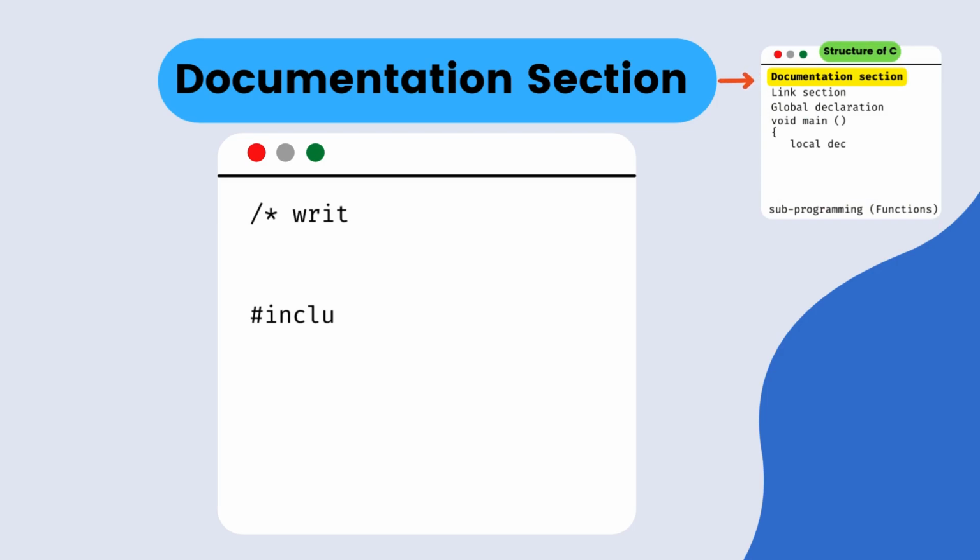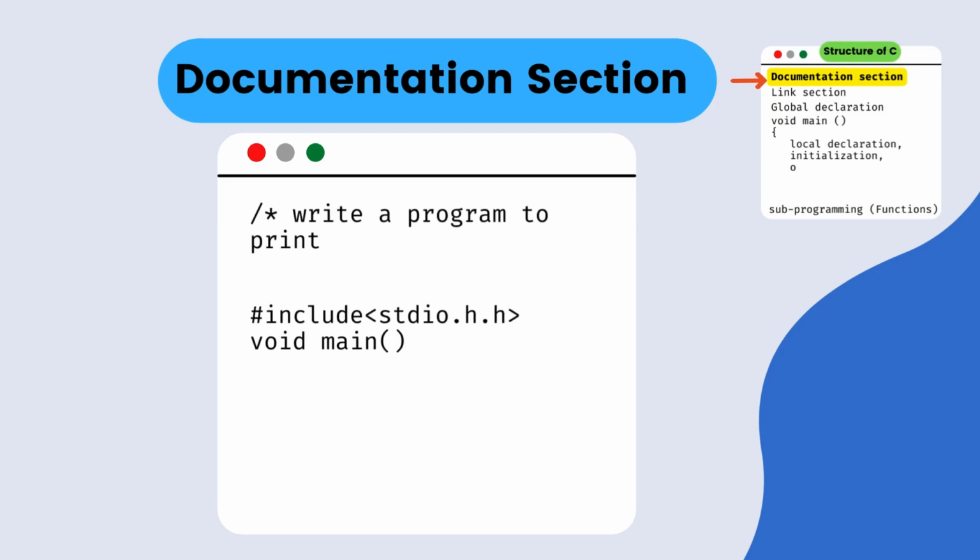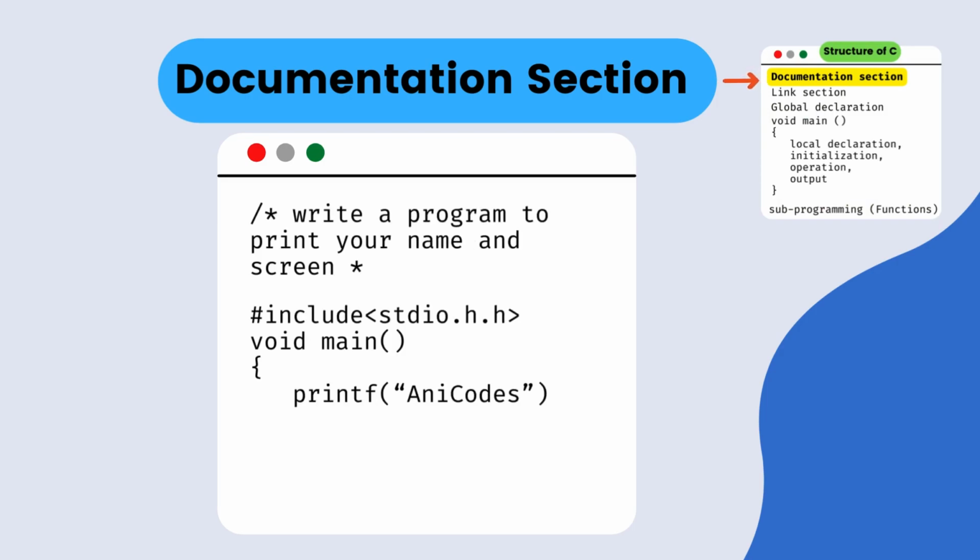Someone asks you to write a program to print your name on screen. This whole question can be used as a heading for this program. If someone opens this program, they will understand that this program is written to print your name on screen. Without this comment, one has to read the entire code to understand this program. So you can write this question inside comment lines by providing a slash and asterisk, followed by the message, and asterisk, slash.